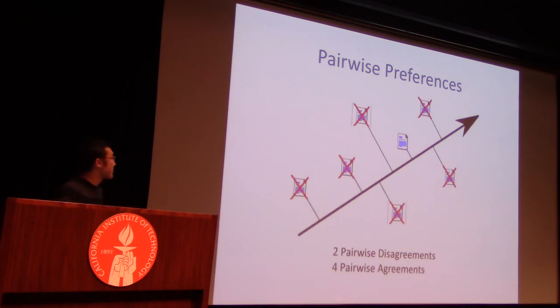We can also do pairwise preferences. If we take a look at every pair of positive and negative examples, and again, the positive examples are the rare class, then there are 2 pairwise disagreements. These 2 pairs of examples were ranked incorrectly, and these 4 are ranked correctly. So these are pairwise ranking preferences.